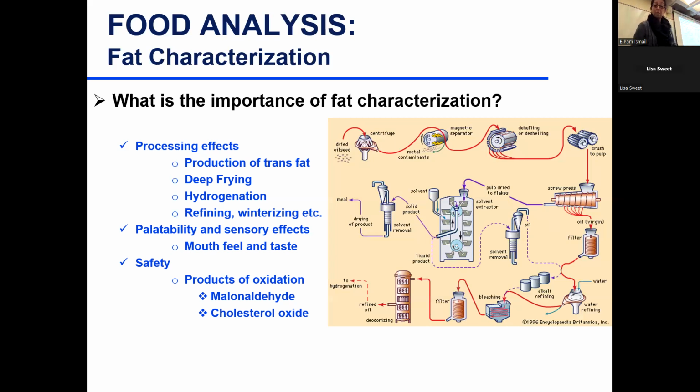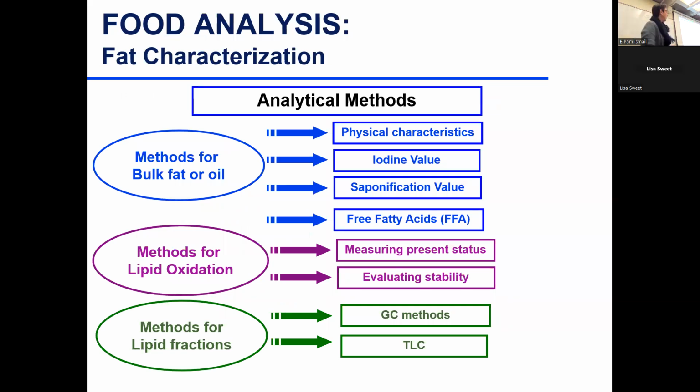Okay, good. So the methods that we will be covering in this topic are methods for bulk fats and oils. Bulk fats and oils meaning your canola oil, your olive oil, your lard, your coconut oil. These are bulk; you buy them and use them as ingredients or raw material for your process. We're going to cover a little bit of physical characteristics. We're going to talk about iodine value and saponification value, which we'll be doing in the lab.